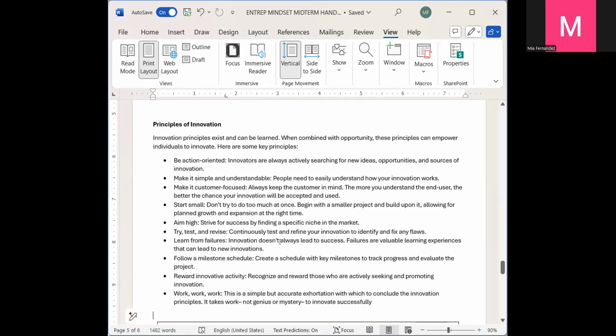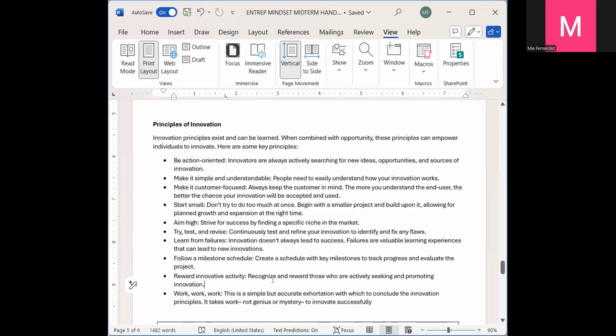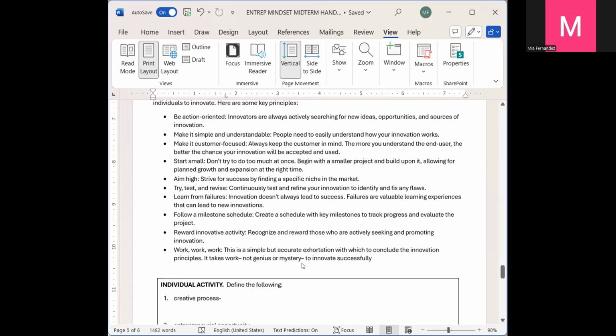Of course, schedule is very important because you can keep track of how far you have become, right? You also can evaluate yourself, evaluate the measures that you have done, evaluate the project itself, and reward innovative activity, recognize and reward those who are actively seeking and promoting innovation. And of course, work. This is a simple but accurate exhortation with which to conclude the innovation principles. It takes work, not genius or mystery, to innovate successfully.